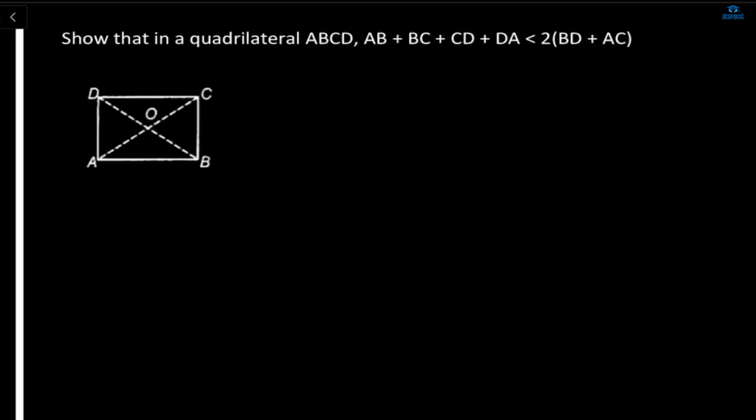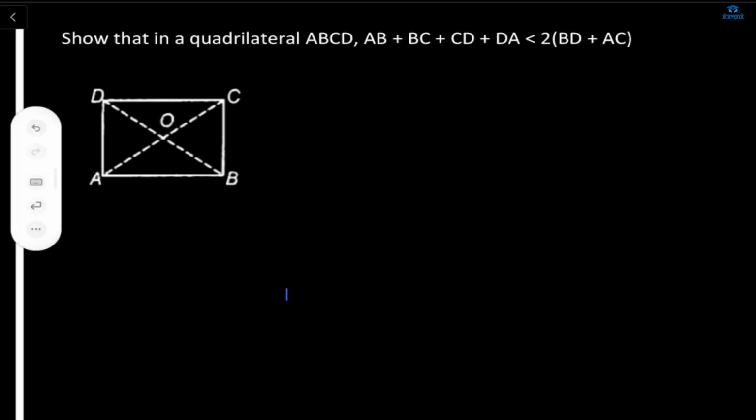Now, how are you going to do this? Show that for a quadrilateral ABCD, AB plus BC plus CD plus DA, all the sides, that is the perimeter, is less than 2 times the sum of the diagonals. How can you do that? I've given you the hint with the figure only. Some theorem you can apply. Which theorem are you going to apply?